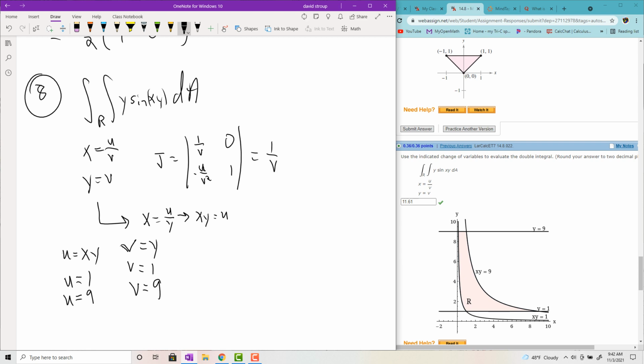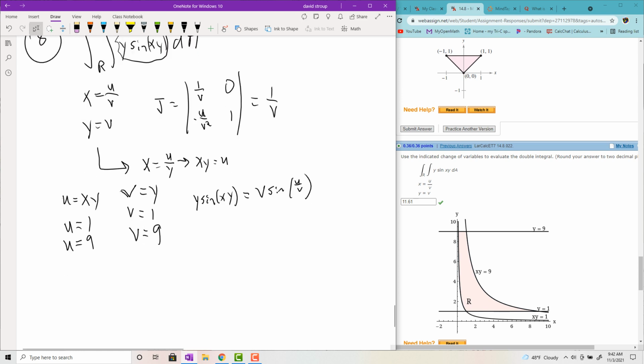And then translating the integrand, y sine of xy, you could replace y with v and then xy with u over v. So you get this expression, and pretty much that's all you need for this integral to pan out. So let me just set it up. I won't do the integral for you. You could do the integral yourself because it's pretty simple.